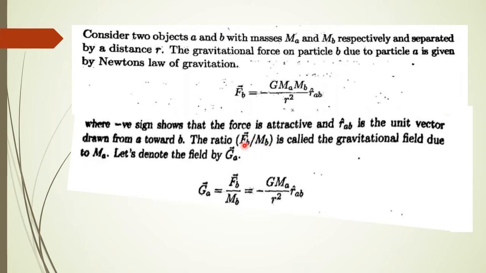So the ratio of force divided by the mass is termed as gravitational field. This field is denoted by g_A. This is the field due to A. Therefore, the vector g_A is equal to F_B by mB. When we divide F_B by mB, you get minus G mA by r square r̂_AB. This is denoted as the gravitational field due to the mass mA.